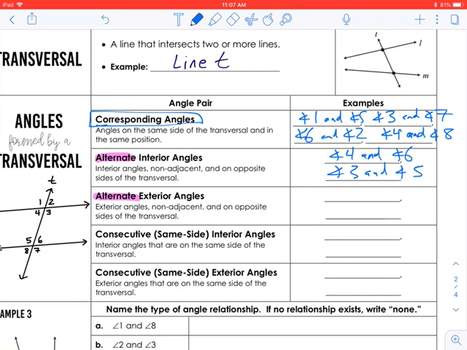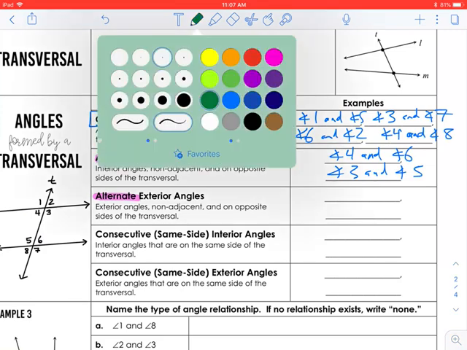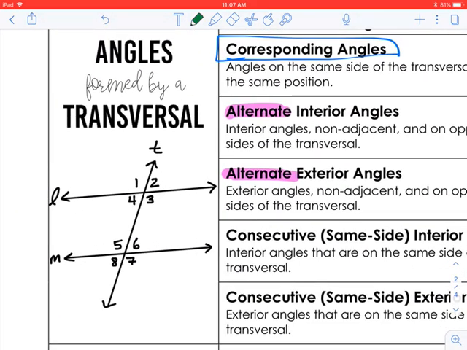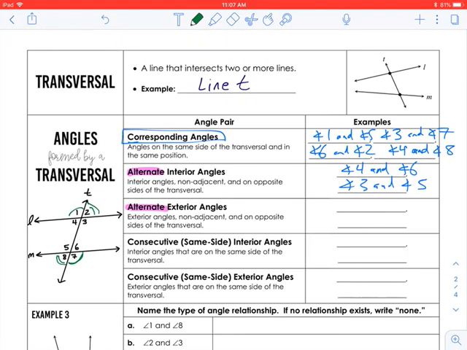Same thing for alternate exterior. I've got alternate exteriors, these outside angles. So alternate means they're on opposite sides. So 7 and 1, and then we have 8 and 2. So angle 1 and angle 7, angle 2 and angle 8.